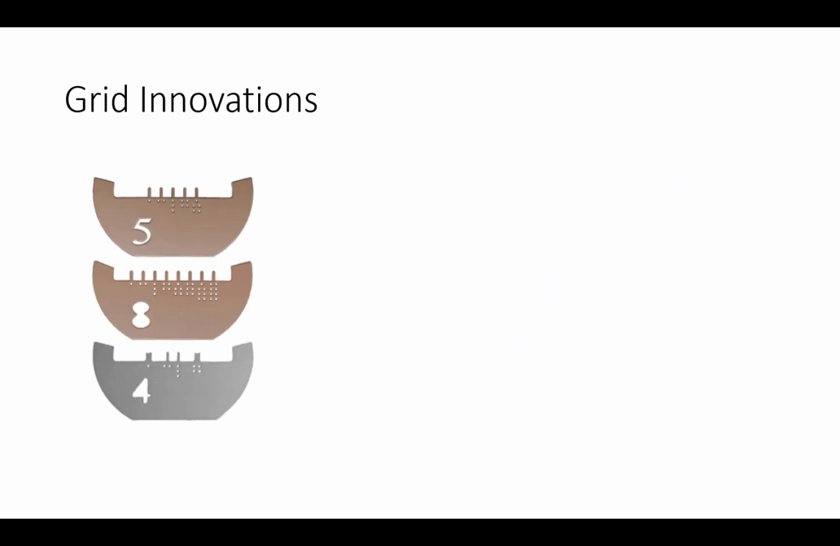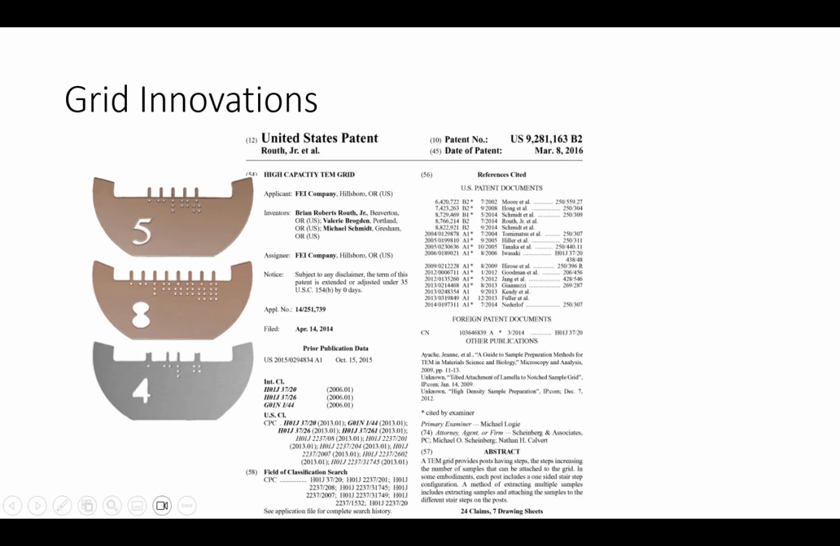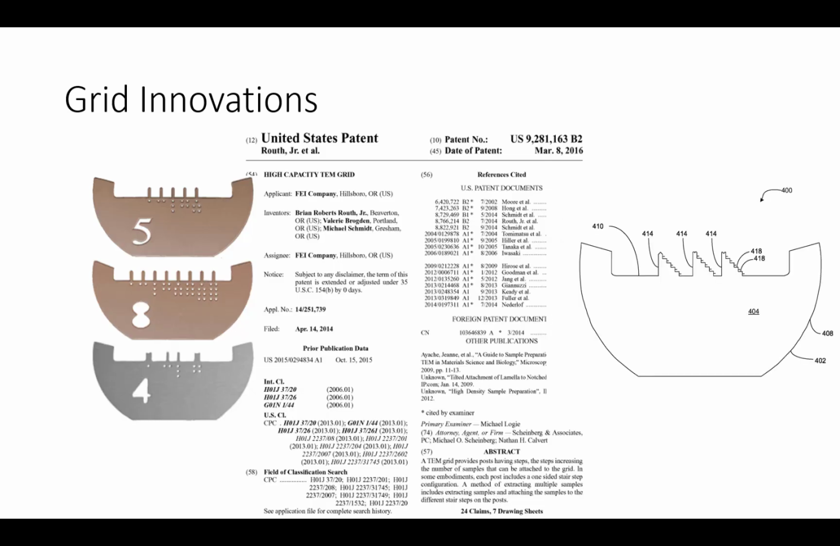Of course, the way that people have tried to address the grid capacity problem is by adding more posts to the grids. You see, it started with 4, and then we had 5, and now we have 8. A few years back, my colleague Rob Routh and I actually patented a new grid design where every post has this stair-step shape so that you could put several lamella on each post. You see, put one here, put one here, put one here. But it never really caught on, and I think people were worried about redeposition. If you're thinning this lamella, is it going to get redeposited on that lamella? Maybe. I'm not sure.